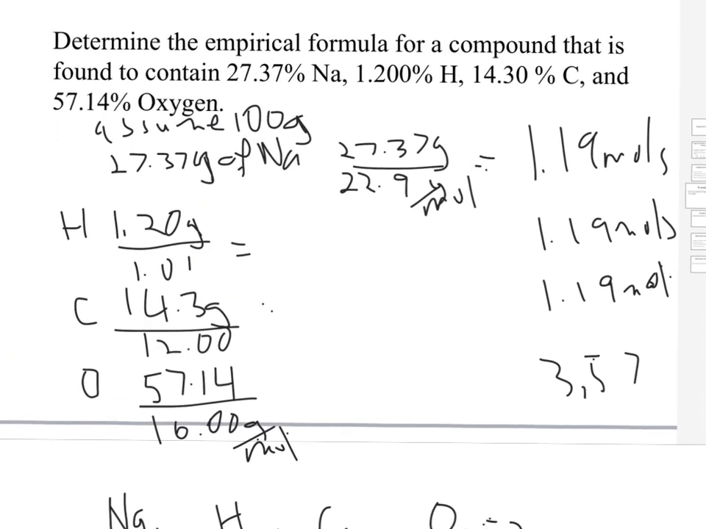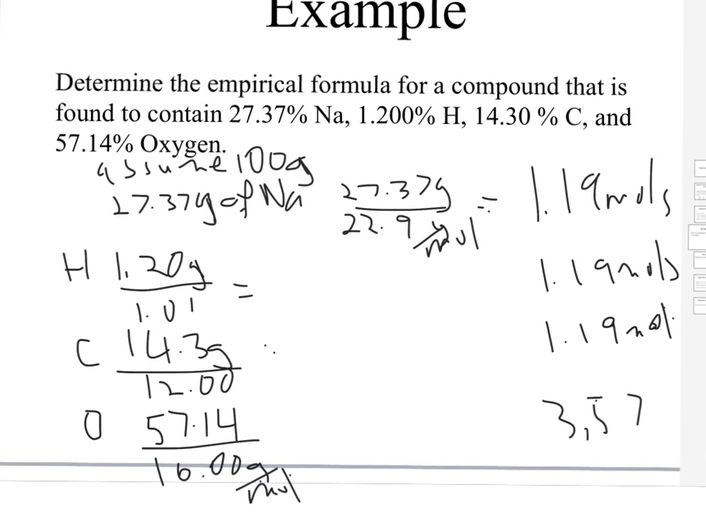Okay, so the process, let's go through this again. We're going to assume that we're dealing with 100 grams of substance here. So we assume that we're dealing with 100 grams. That means every single one of those percentages, 27.37 times 100 grams, equals the same number of grams. Okay, so we are trying to find the number of moles for each one of them.